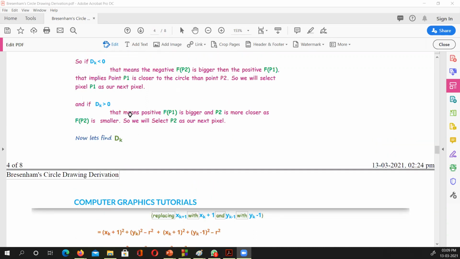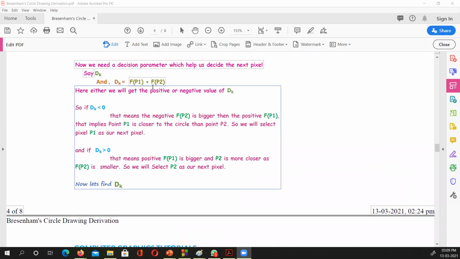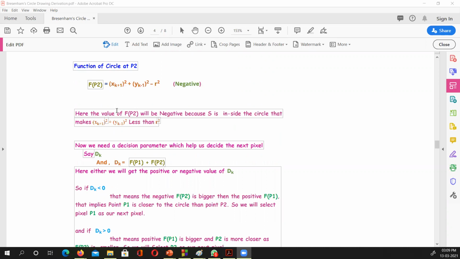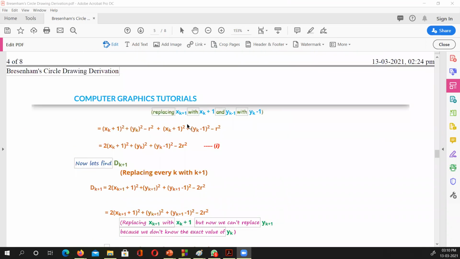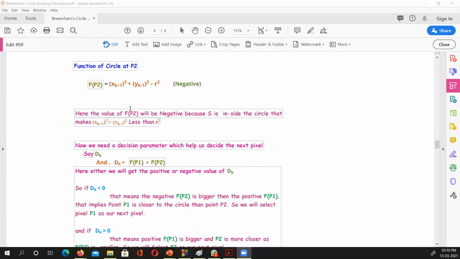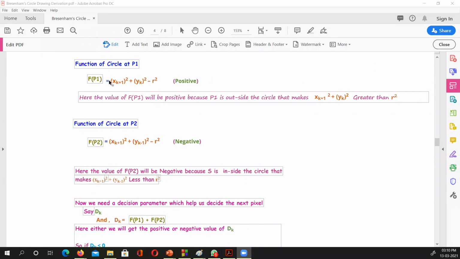I am saying d of k is going to be the f of P1 plus f of P2. Function of P1, that is this one, plus this two. So you have to add them together. Okay, add this and this together. So that's what I'm doing here. I have to add this and this.